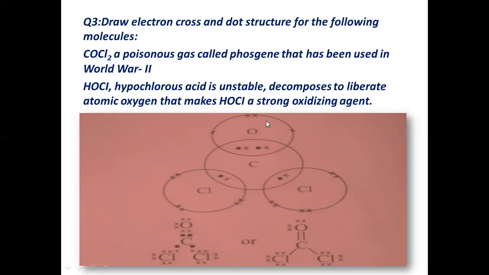because oxygen has 6 electrons and needs 2 more. Each chlorine atom has 7 electrons and needs only 1 electron. So carbon will share 1 electron with each chlorine atom and 2 electrons with the oxygen. So it will form a double covalent bond with the oxygen atom and a single covalent bond with each chlorine atom. These electrons which are present on the oxygen and chlorine are called lone pair electrons or non-bonding electron pairs because these electrons do not participate in bond formation.